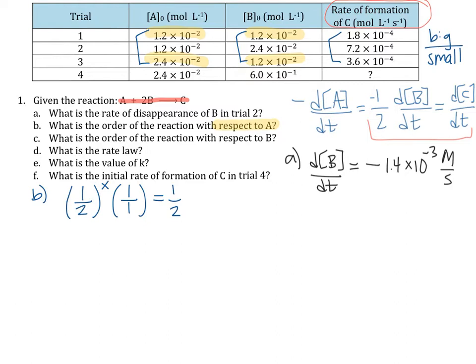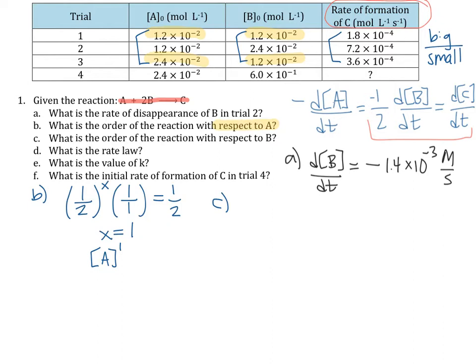Now we can do some simplification of our math to see what our exponent x is. We'll see that x is equal to 1 to make this equation true, and that 1 ends up going into our rate law like that. We don't have to write the 1, however, because it's implied. Now to move on to part C.